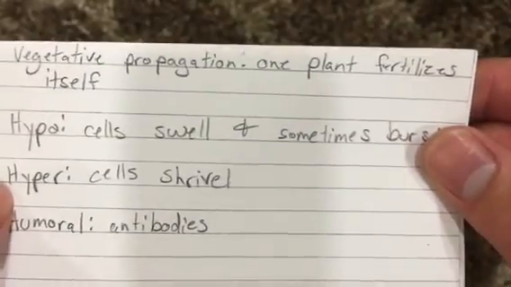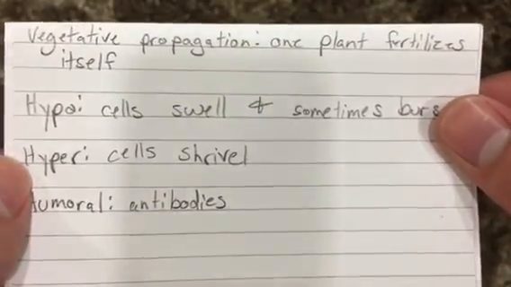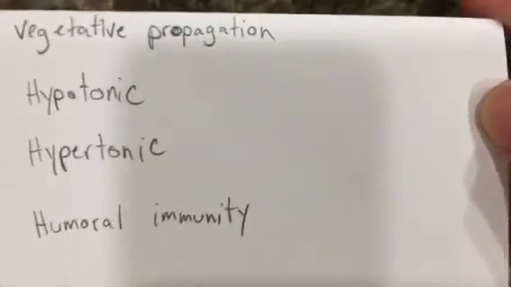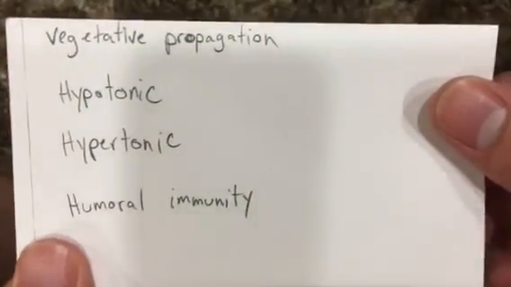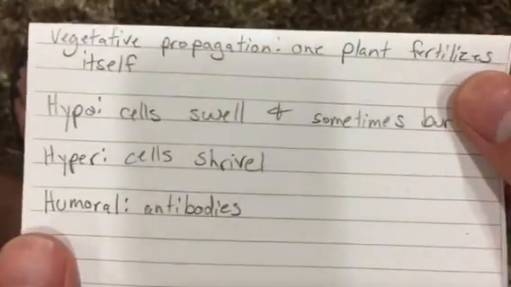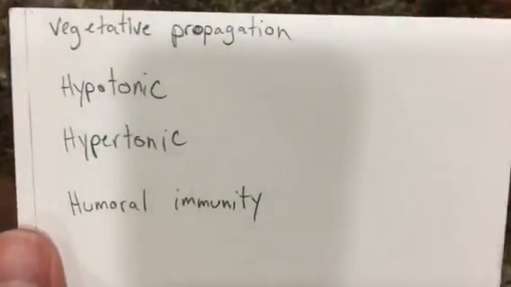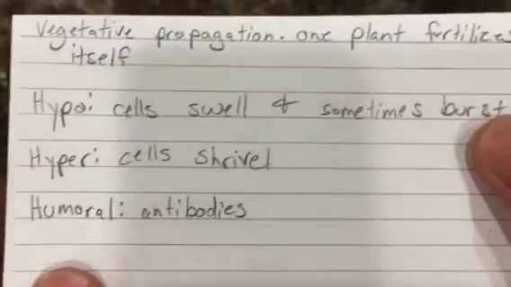Vegetative propagation, one plant fertilizes itself. Hypotonic: cells swell and sometimes burst. Hypertonic: cells shrivel. Humoral immunity: antibodies.